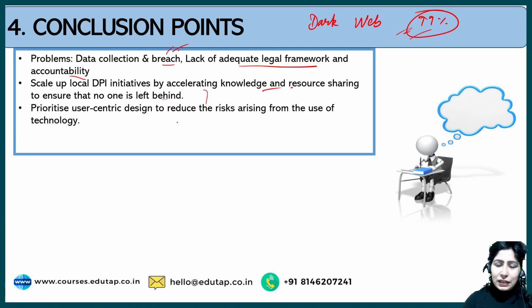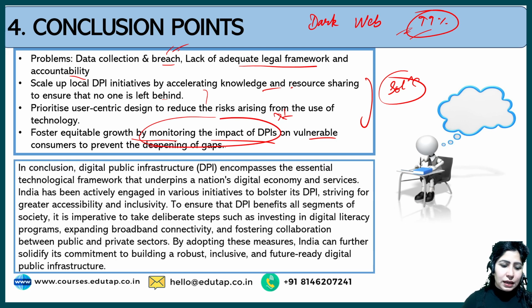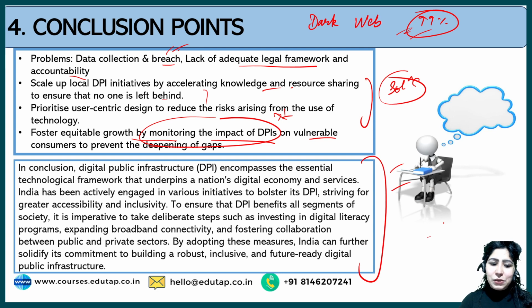Prioritize user centric design. Now if you see, we are just summarizing the solutions that we gave in the previous body part. And foster equitable growth by monitoring the impact of DPI on vulnerable consumers to prevent the deepening of gaps. Now, this is a sample solution which I have written for you. You can take help of this and kindly build your own conclusion. I'll read this out for you.